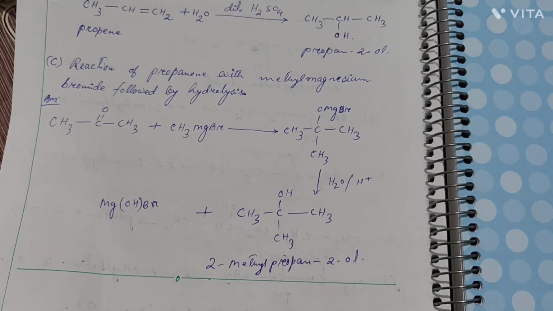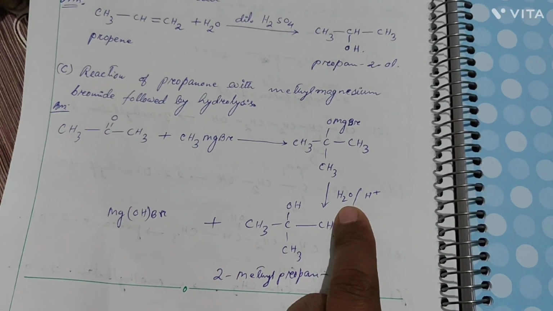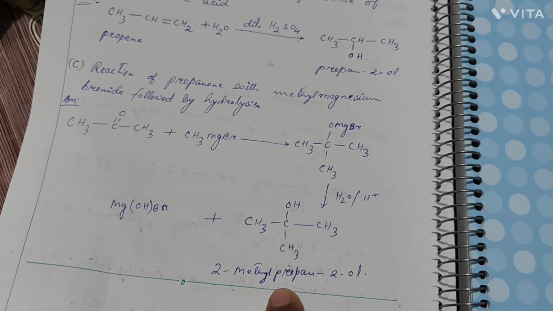Reaction of propanone with methyl magnesium bromide followed by hydrolysis. Propanone with methyl magnesium bromide, and this product will form at first. Then add water to it. The final product will be 2-methylpropan-2-ol.